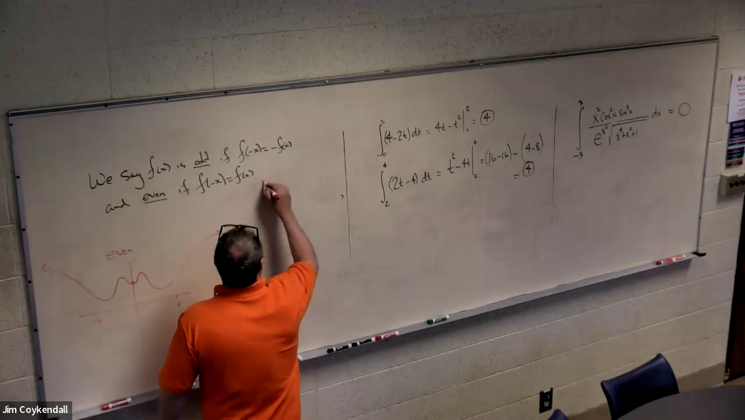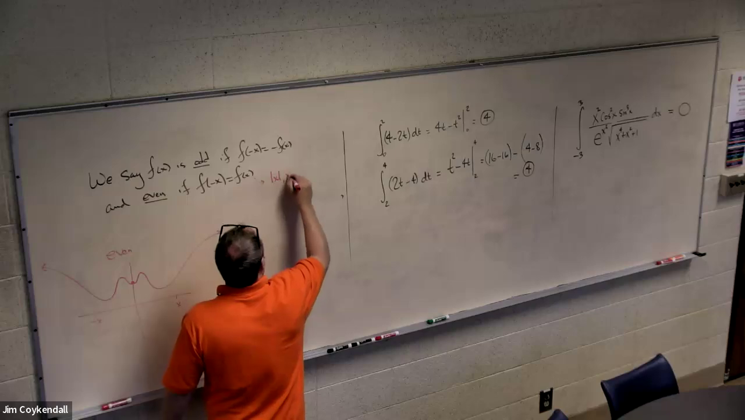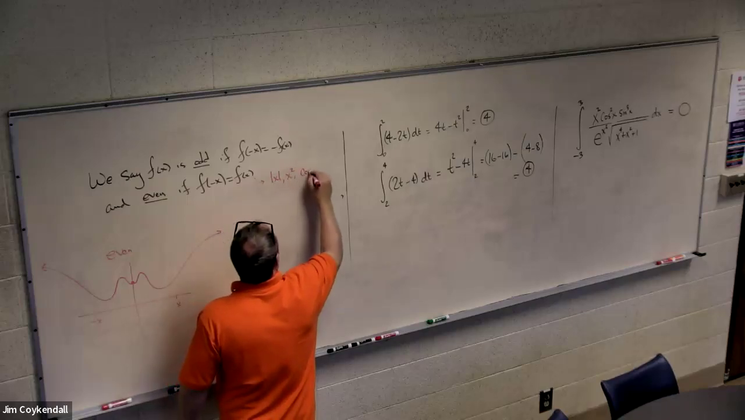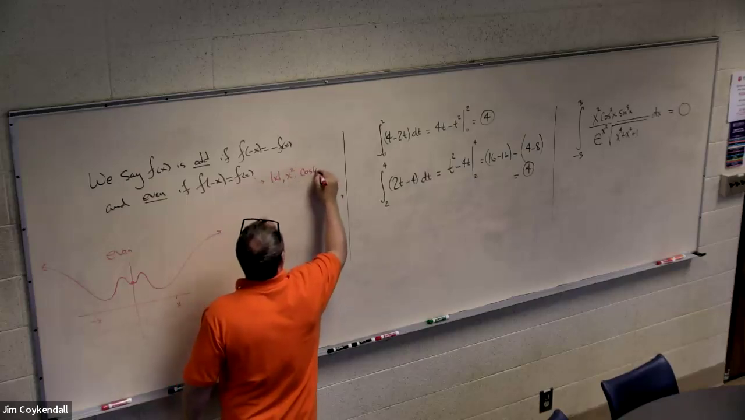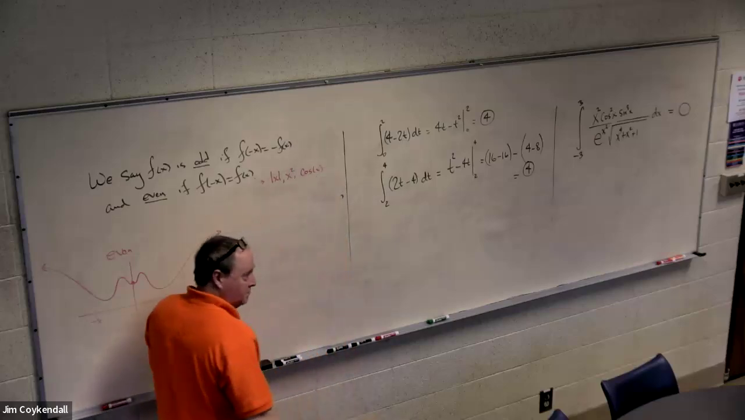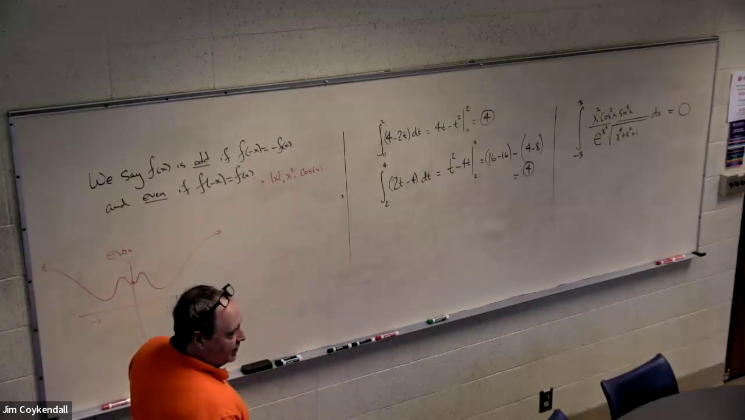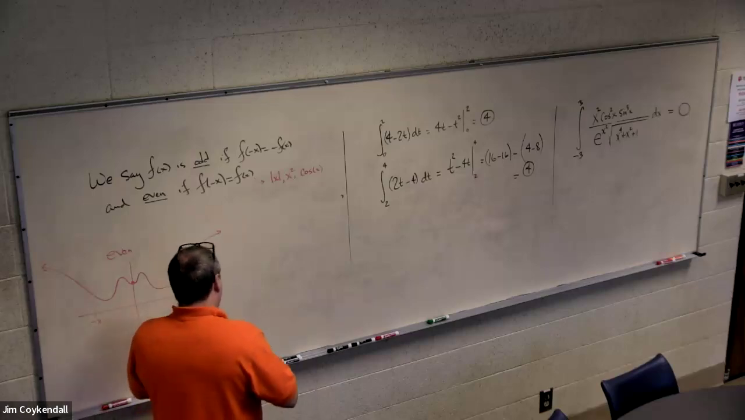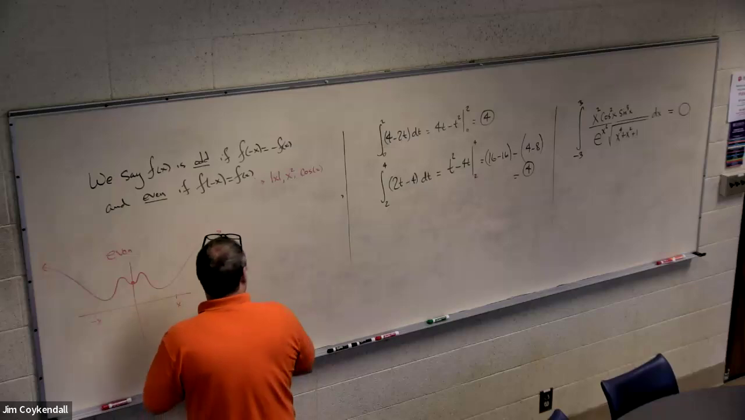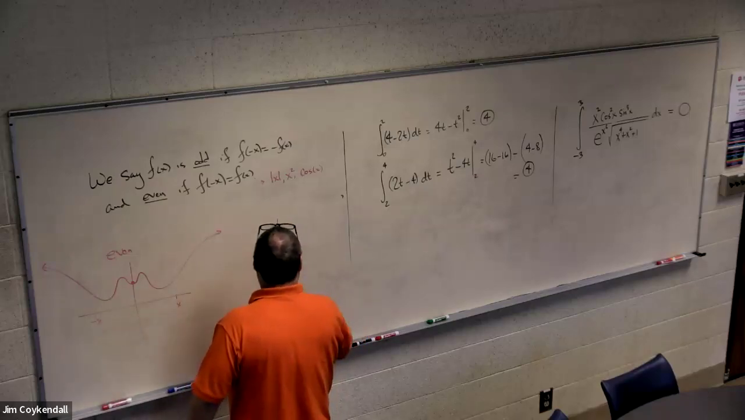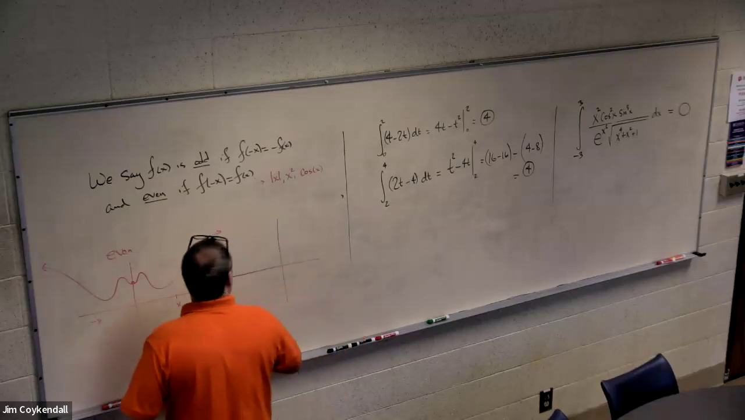Good. Absolute value of x, x squared, cosine of x. These are all examples. Odds will be a part of it too. But I'll do it now that I need this.